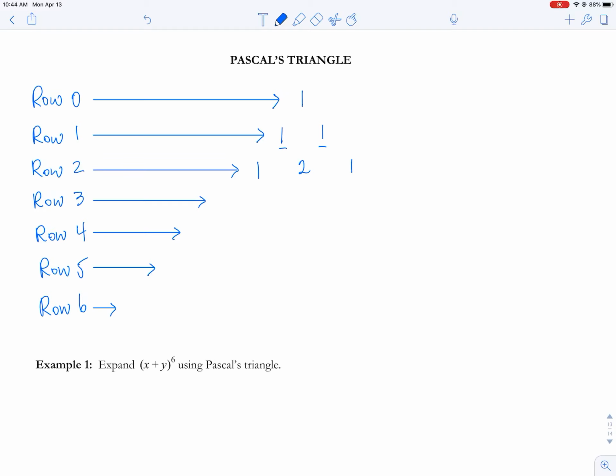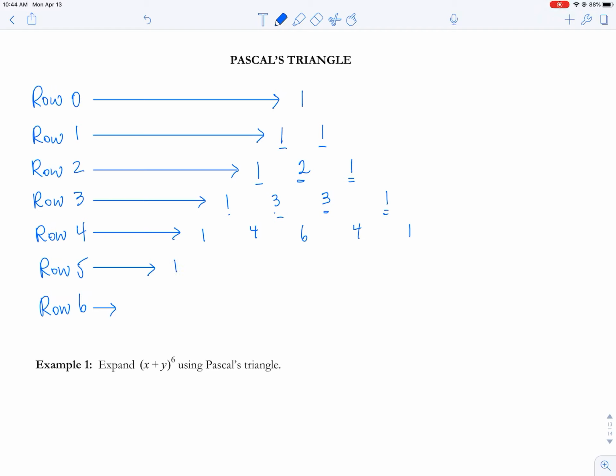Row 3 starts with a 1. Add the 2 numbers above it. Get a 3. Add these 2. Get another 3, ends with a 1. Row 4 starts with a 1. 1 plus 3 is 4. 3 plus 3 is 6. 3 and 1 is 4, ends with a 1.